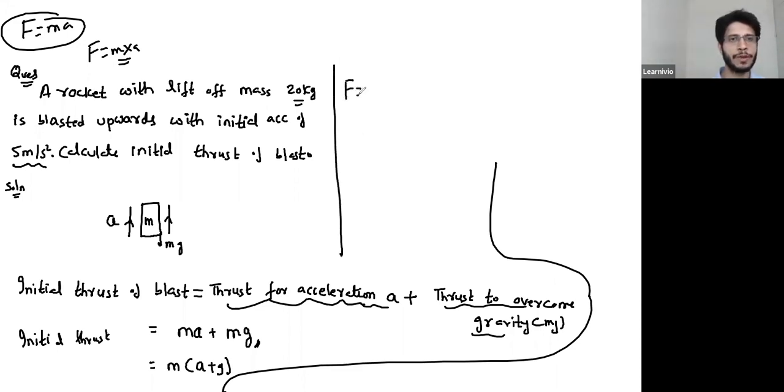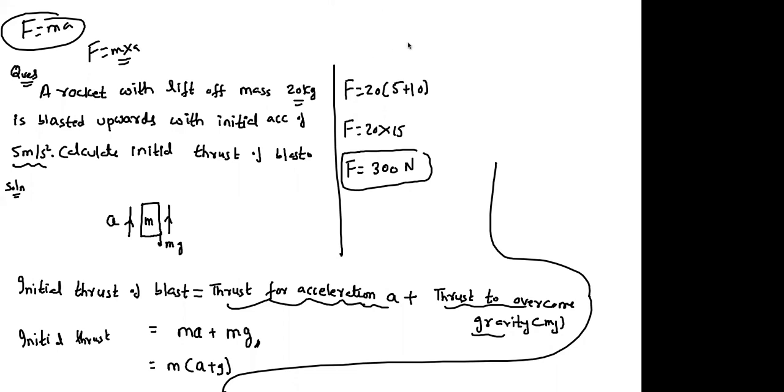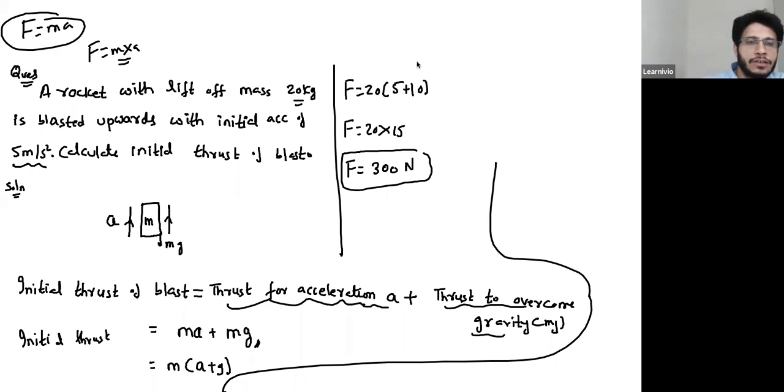So force: m is 20 kg, a is acceleration, which is 5, g is acceleration due to gravity, which is 10. So that's 20 into 15. So that is 300. Just note it down. This is an NCERT problem. Let's erase it and move on to the next one.